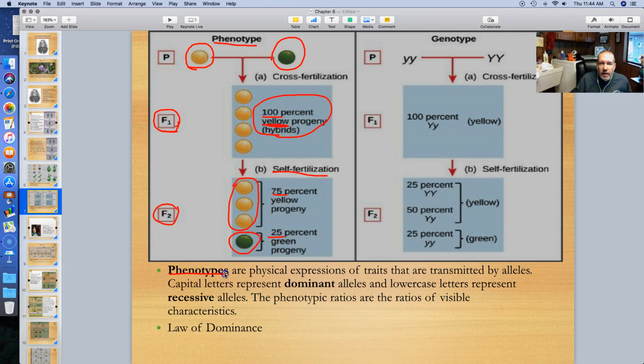So again, the phenotypes are the physical expression of the trait, the way something looks, as transmitted by the alleles. And we'll talk about what those are in a minute. The genotype is basically what the genetic makeup is. So not how it looks, but genetically what it is. And this is where the alleles come in.